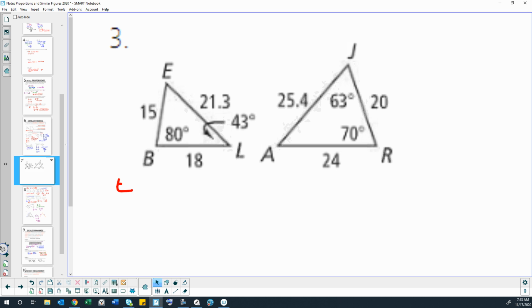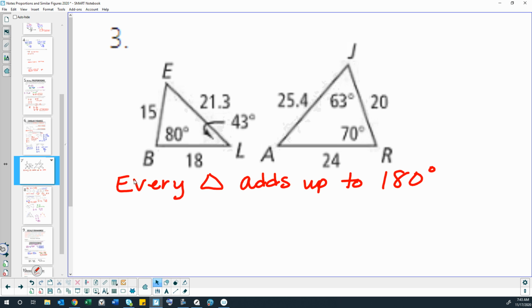So the main thing I need you to remember is that every triangle adds up to 180 degrees. That has nothing to do with the sides, it's just the angles. The angles in every triangle add up to 180 degrees.